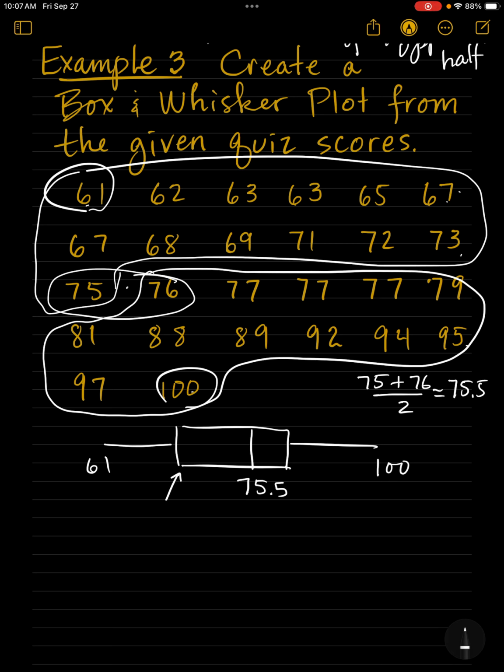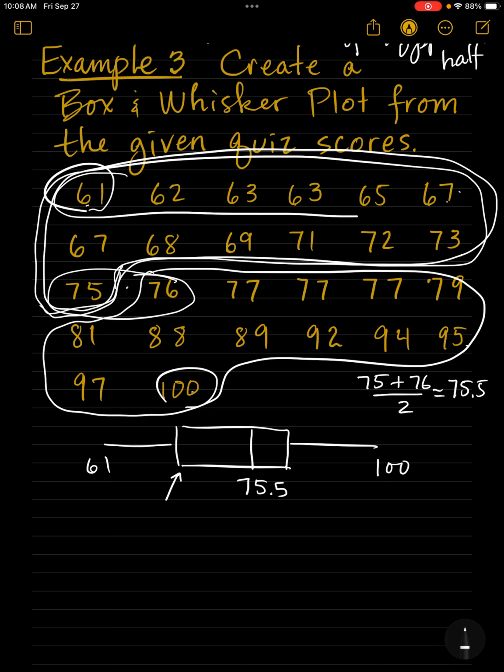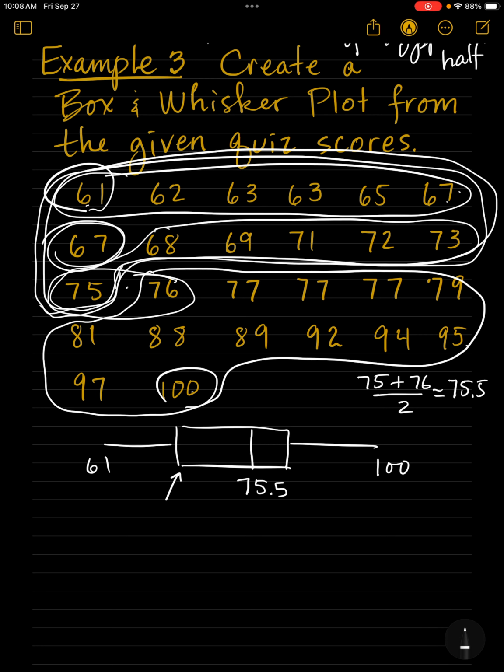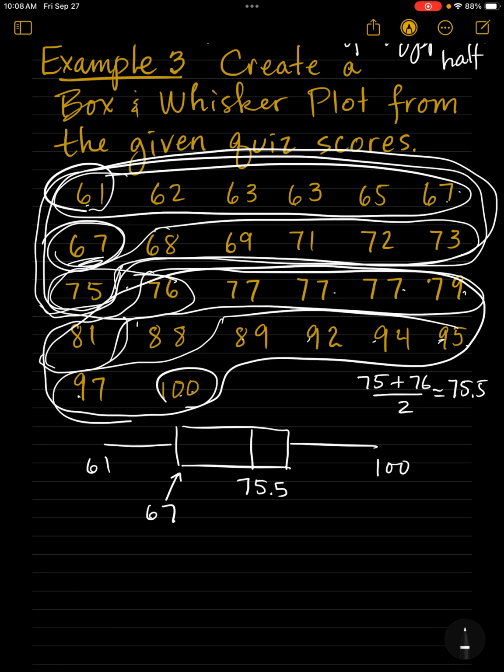My lower hinge would be the median of this lower half. There are 13 numbers. So that would give me 6 and 6 with one number right in the middle. This is my lower hinge, 67. On the upper hinge, 1, 2, 3, 4, 5, 6. And 1, 2, 3, 4, 5, 6. So notice we have 4 groups. 1, 2, 3, 4. We've broken the data into 4 equal groups.